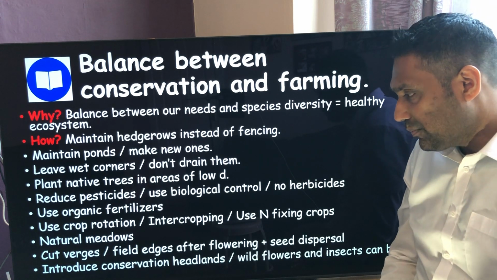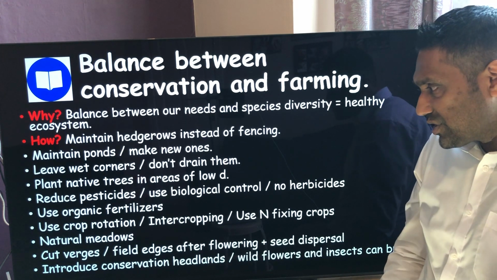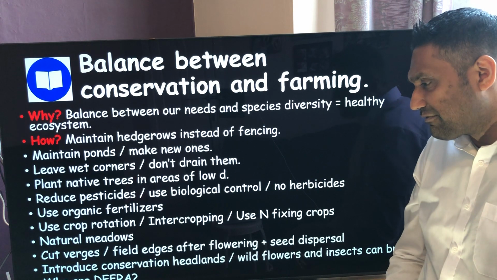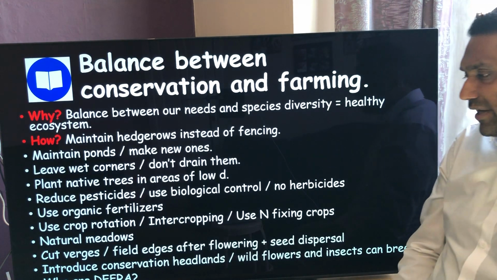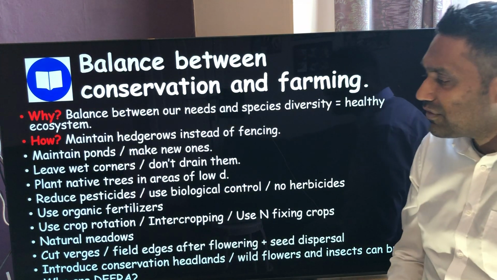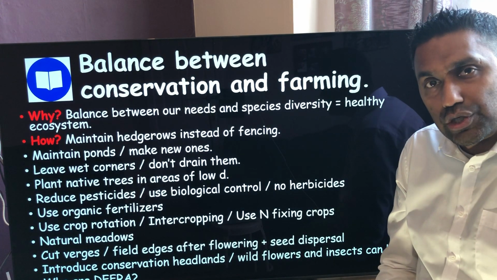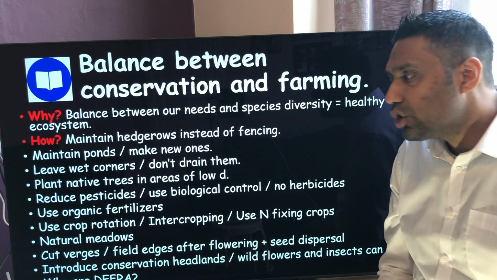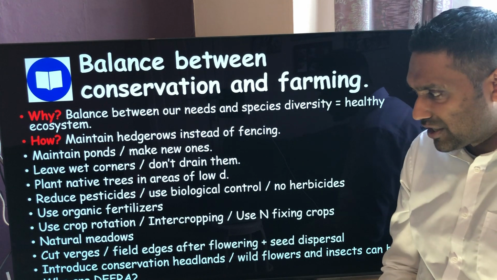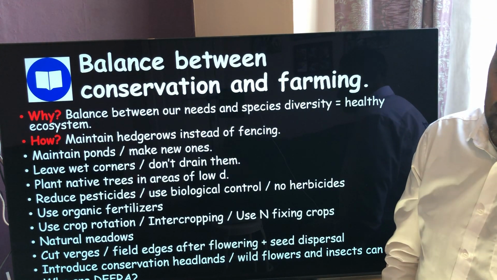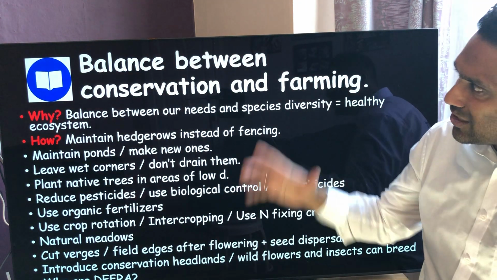Okay, so these are some of the measures you can take. Now there's one last thing. DEFRA. Who is DEFRA? It's the Department for the Environment, Food and Rural Affairs, DEFRA. It's a really important department in the government where they control all of this stuff.